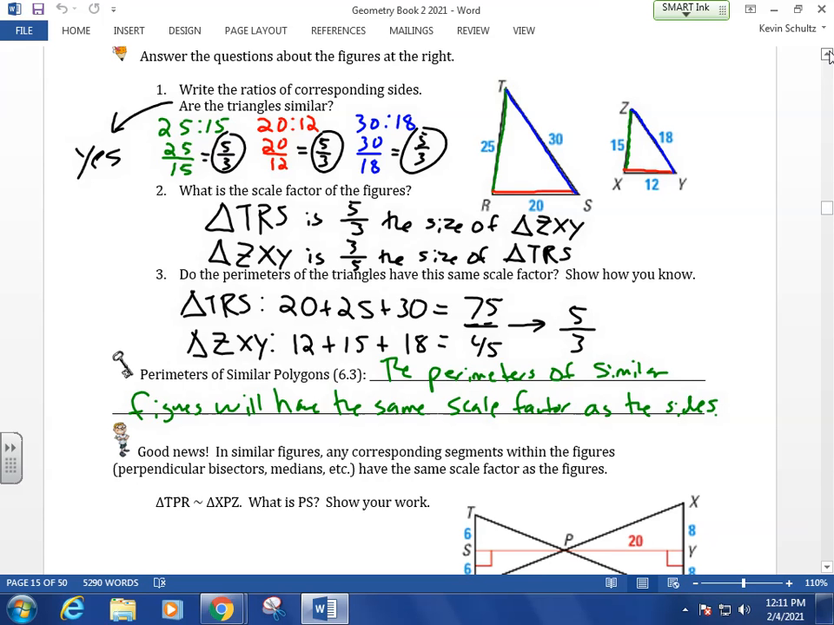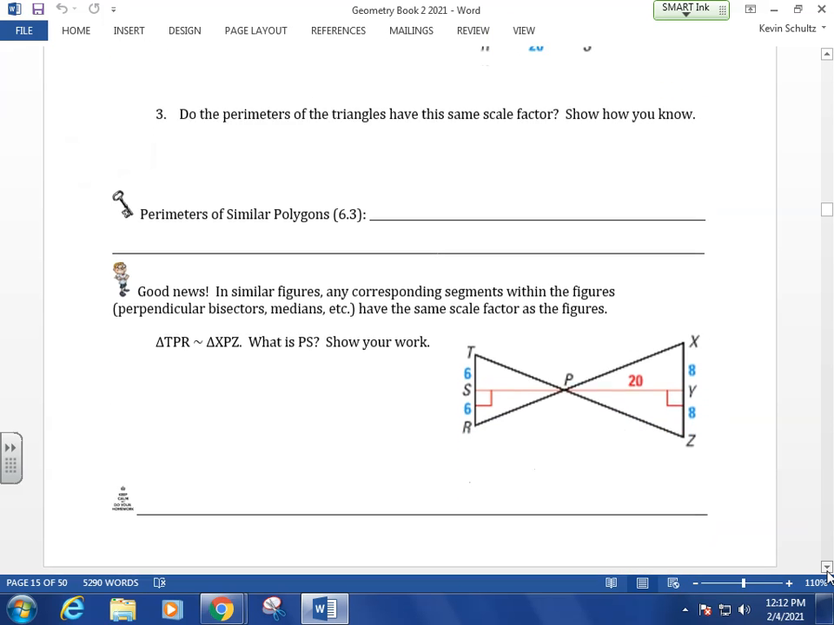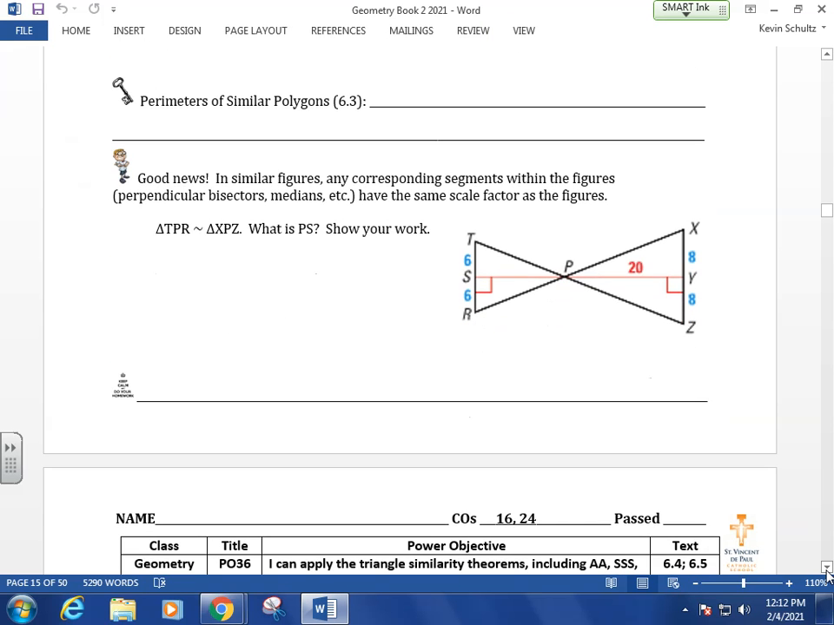And it turns out, I'm going to scroll down here just a little bit, that any corresponding segments within corresponding triangles will also be proportional with that same scale factor. And we see that down here in the example. Triangle TPR, which is the smaller triangle on the left, compared to triangle XPZ. This symbol here, there we go.